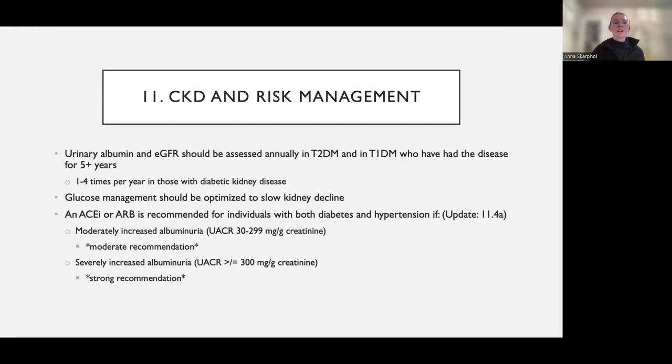And then here, we recommend an ACE or an ARB for patients with both diabetes and hypertension, based on their albuminuria. So you can look at their labs and kind of determine if the patient would qualify for being on ACE or ARB therapy to slow progression of their kidney disease.